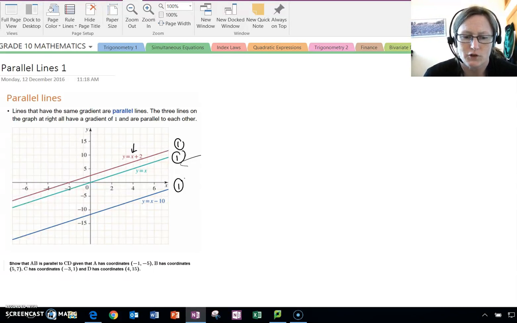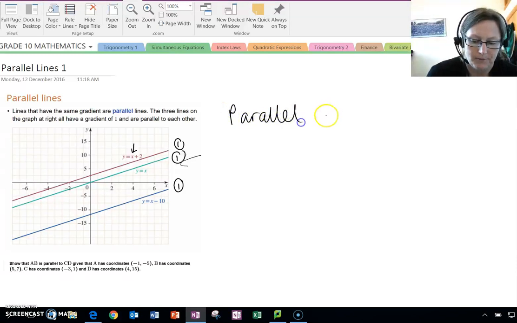That hopefully shows you that parallel lines have the same gradient. So parallel lines have the same gradient.